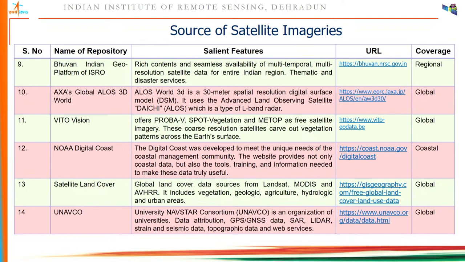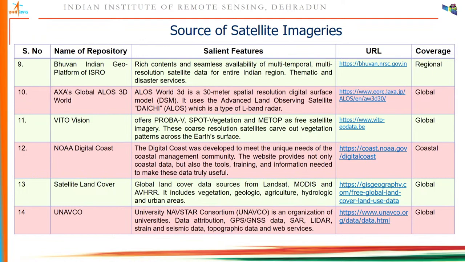Then we have the JAXA Global ALOS 3D World. Basically, ALOS World 3D is a 30-meter spatial resolution digital surface model, known as a DSM. It is developed from the Advanced Land Observing Satellite called Daichi, also known as ALOS, which carries an L-band radar. So a digital elevation model using L-band radar is also available for free download, and this is one of the best quality DEMs available, from this website called JAXA Global ALOS 3D World. It is available for the entire globe as a global product. From this you can download.